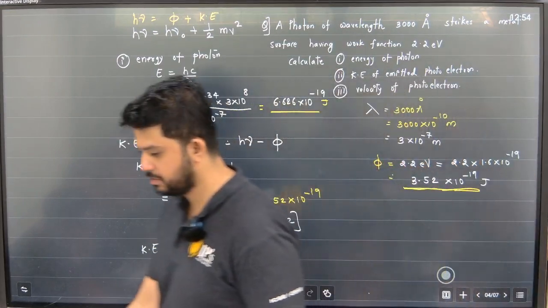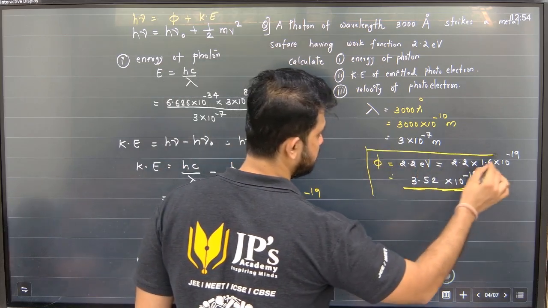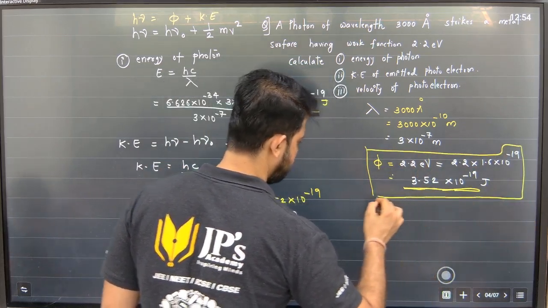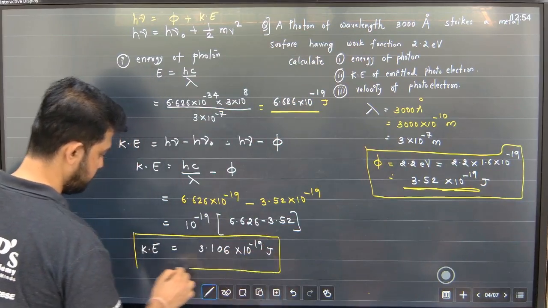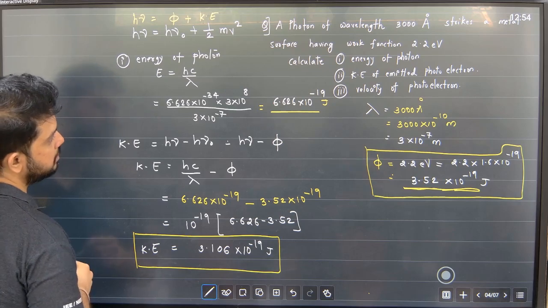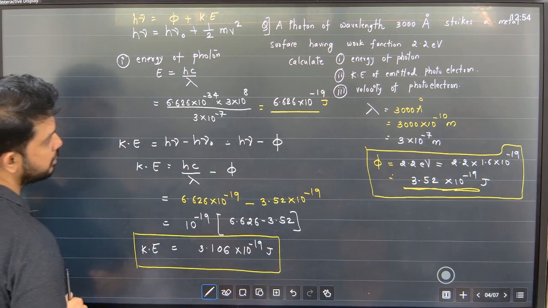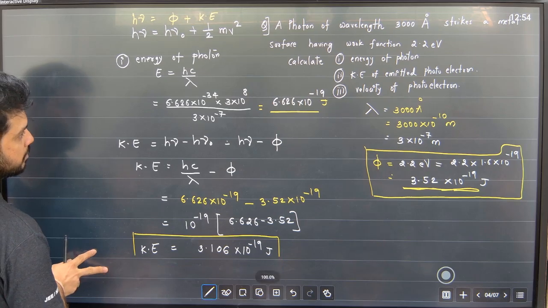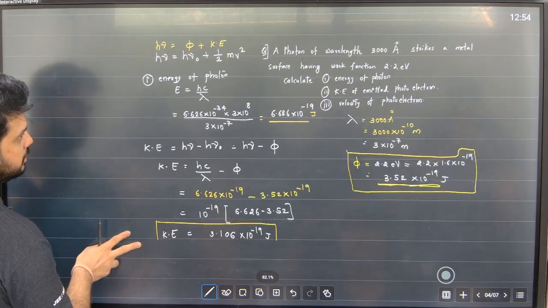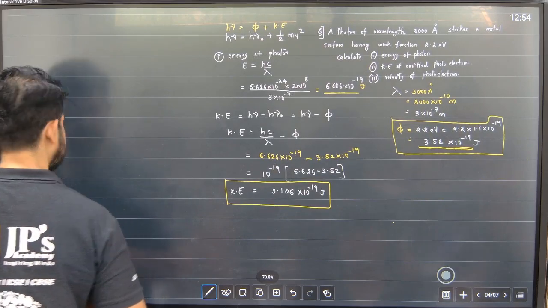So this is the value that you should get for work function, and this is the value that you should get for kinetic energy. The third parameter that we have to find is the velocity of the photoelectron. How will we find velocity? Anyone? Using kinetic energy, that is correct.